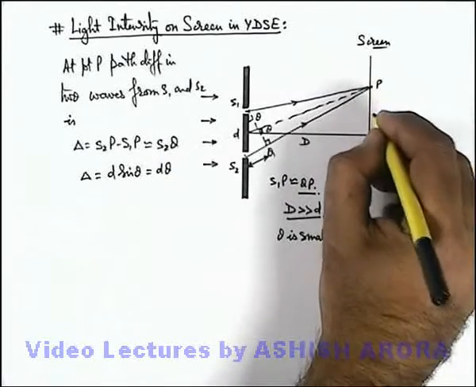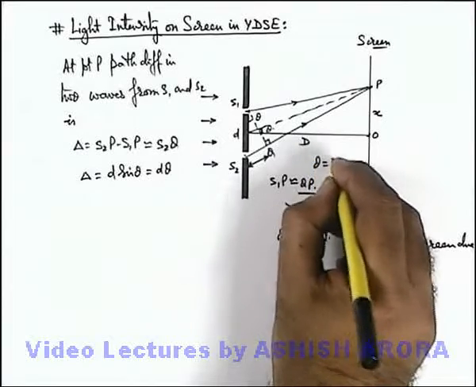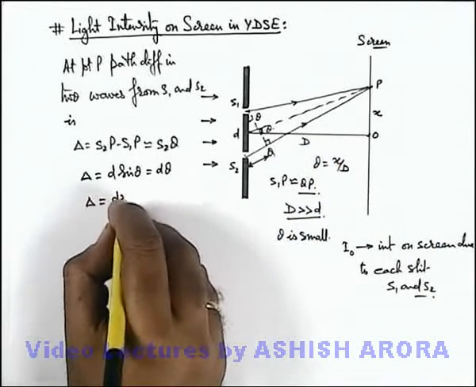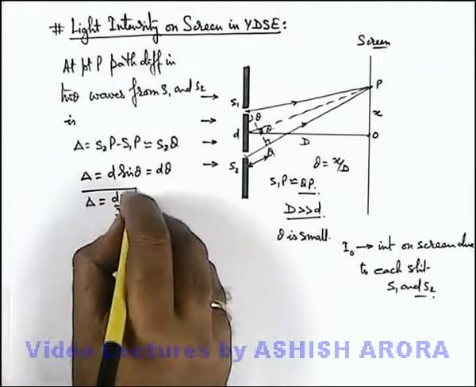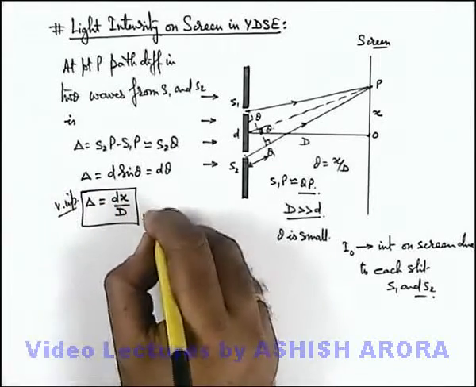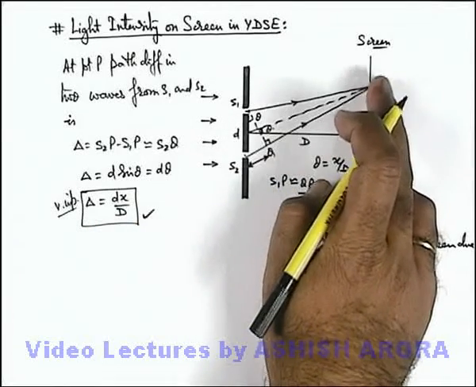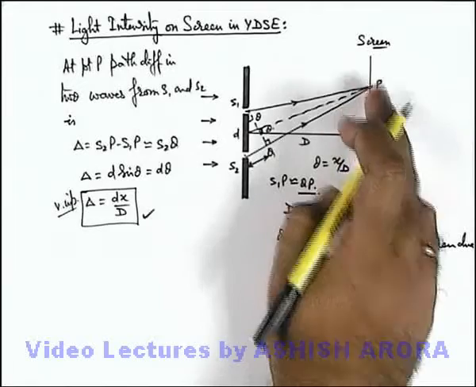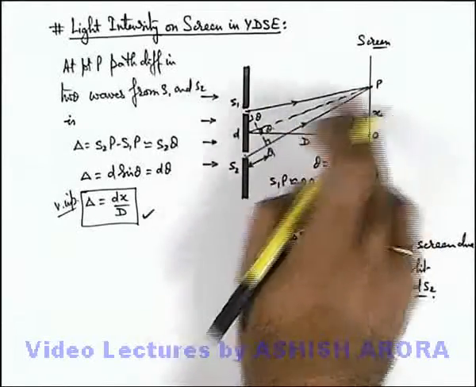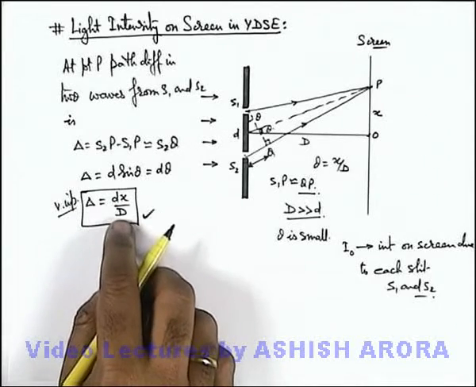And if point P is at a distance x from the center of a screen, here we can write theta as x by capital D. So the path difference here we can write dx by capital D. This relation is a very important relation. In many cases, we are directly going to use the path difference at point P, which is located at a distance x from a screen center, in the two waves arriving at point P from the two slits. That is given as dx by capital D.